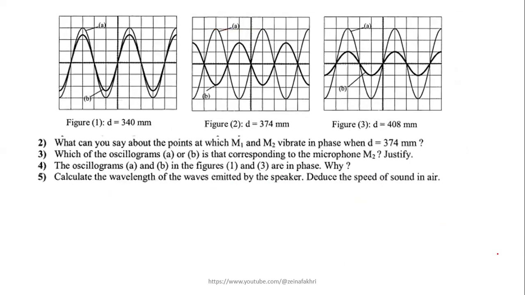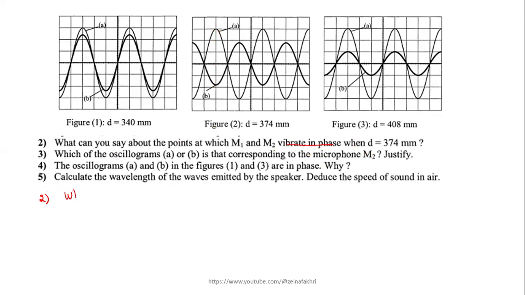Let's continue the question. Part 2. What can you say about the points at which M1 and M2 vibrate in phase when D equals 374 millimeter? So here the question: what can you say about the vibratory state of M1 and M2 where the distance is 374 millimeter? If I notice in figure 2, when A is at the maximum, B is at the minimum. So this means these two oscillograms are in antiphase.